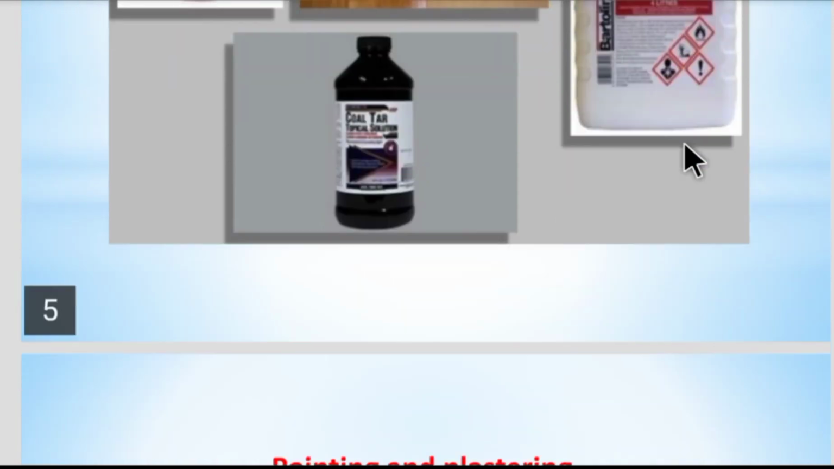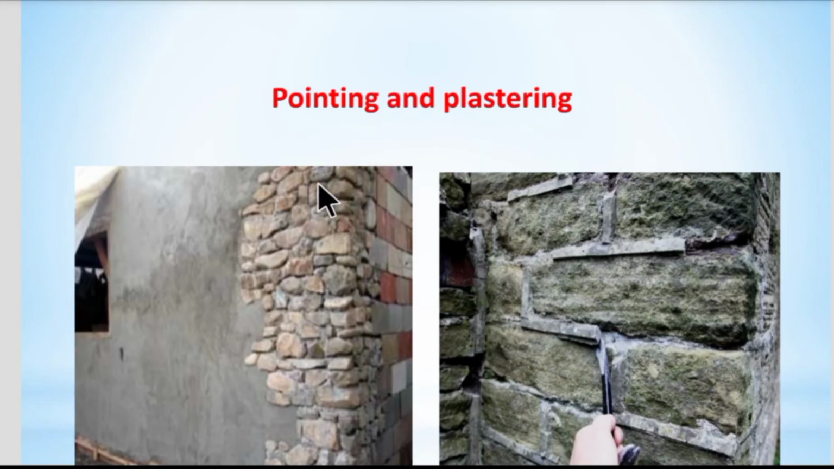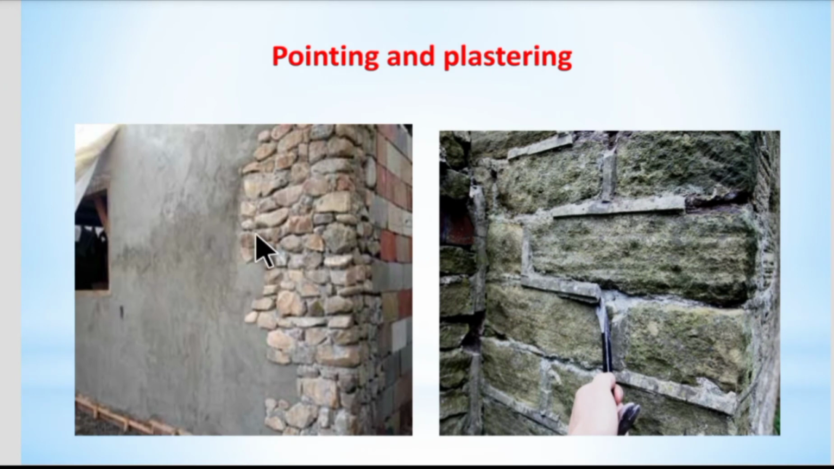Next is pointing and plastering. This is the plastering, this is the pointing. Plastering means we use mortar, like a cement, sand and water mixture. We make it a paste and apply that coat on the stone masonry, meaning the stone surface. We use that coat as the preservative for the stone surface. When you apply it, it acts as a preservative and prevents the stone from getting damaged.